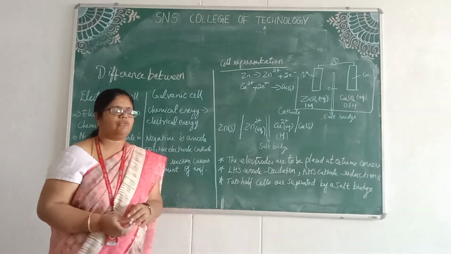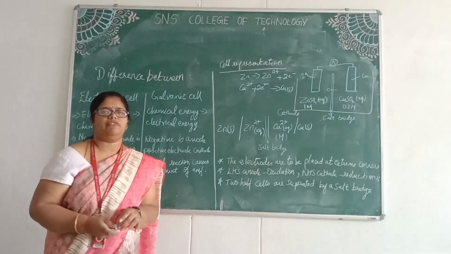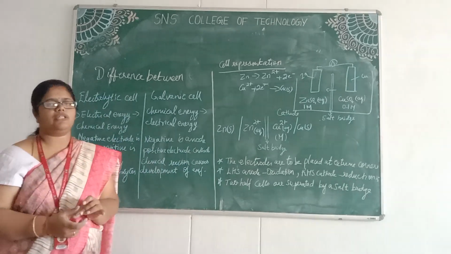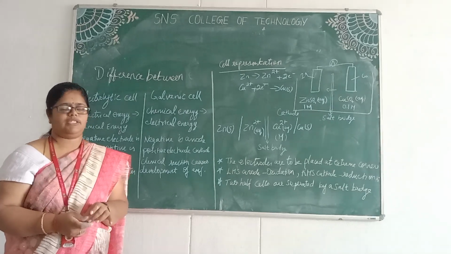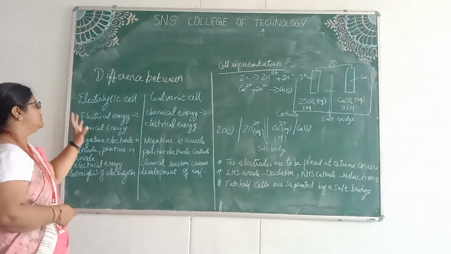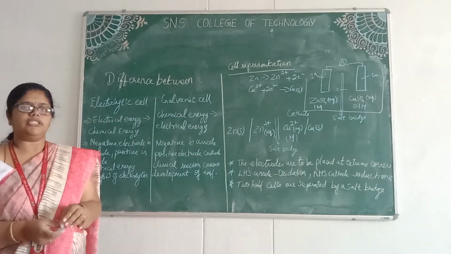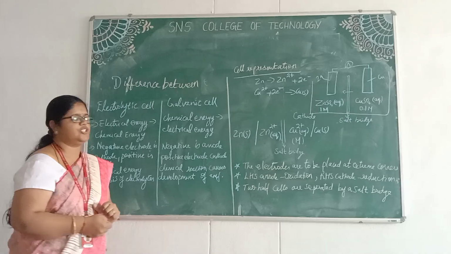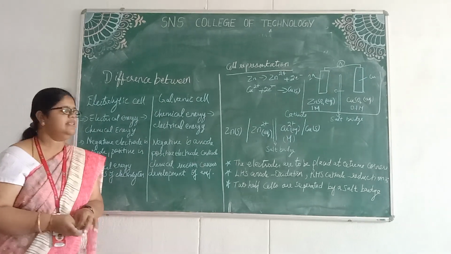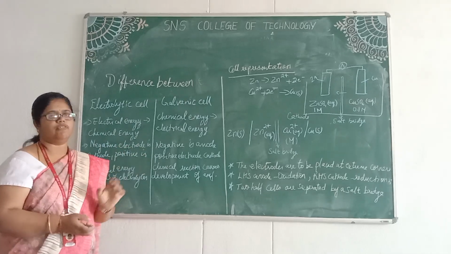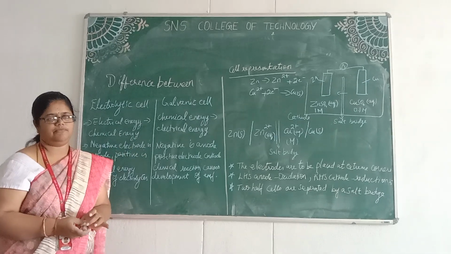We are seeing about the electrochemistry in continuation to the previous video. Now we are going to see about the difference between the electrolytic cell and the galvanic cell. So the main difference is, in an electrolytic cell, the electrical energy is converted into chemical energy. In a galvanic cell, it's just the reverse of it. The chemical energy is converted into electrical energy.